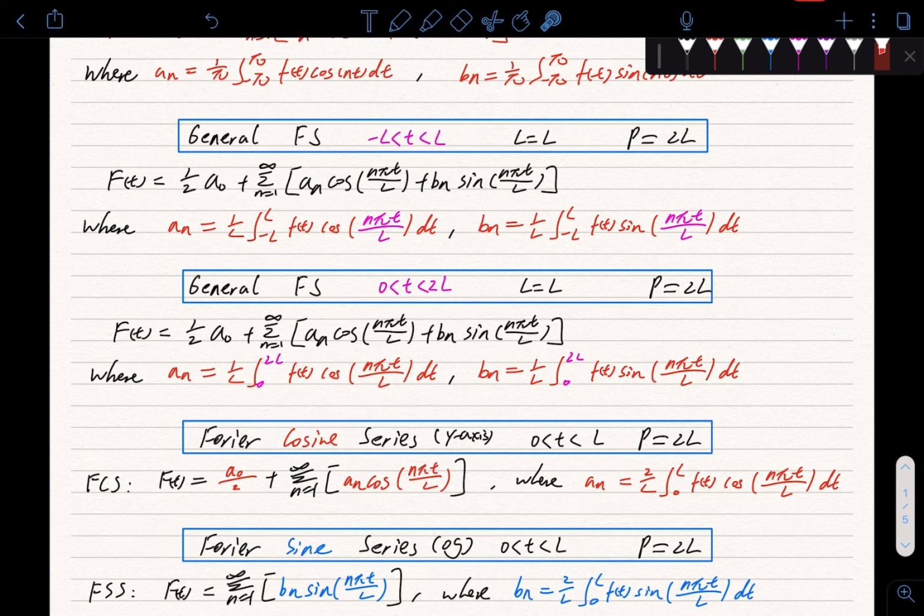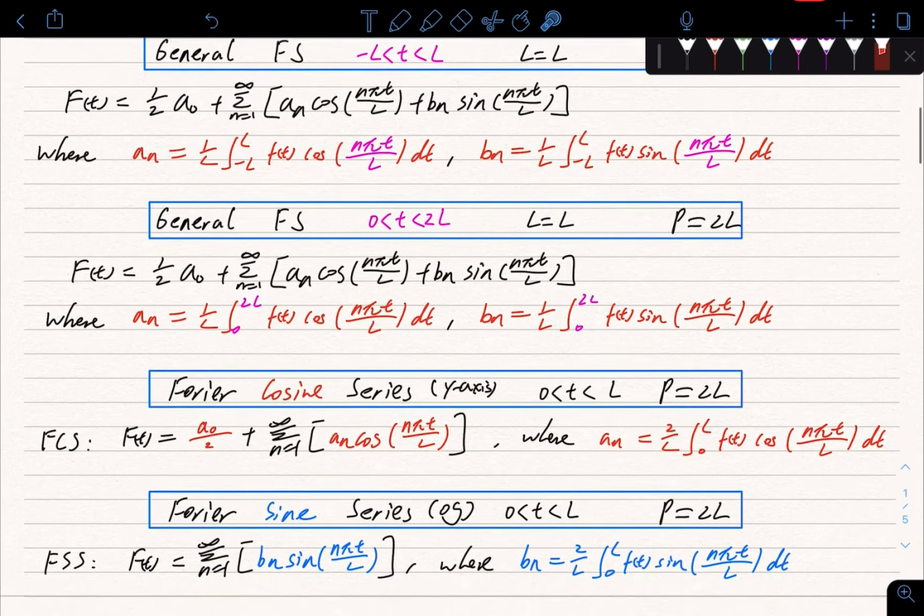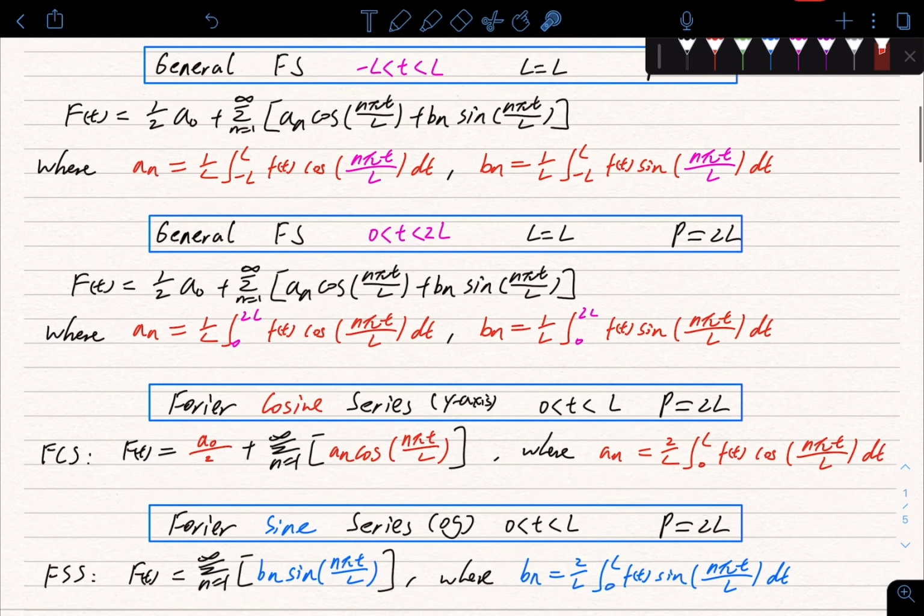So we started with characteristic equations and integrating factors, and then Fourier series. What's important about Fourier series is that all of our solutions for our partial differential equations will be in the form of Fourier series, one way or the other. So that's it. I'll see you in the next video.